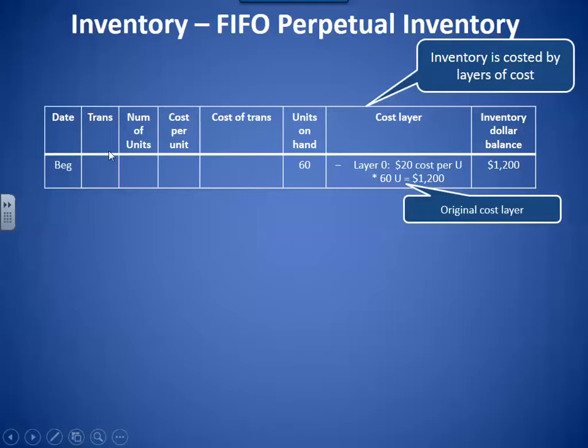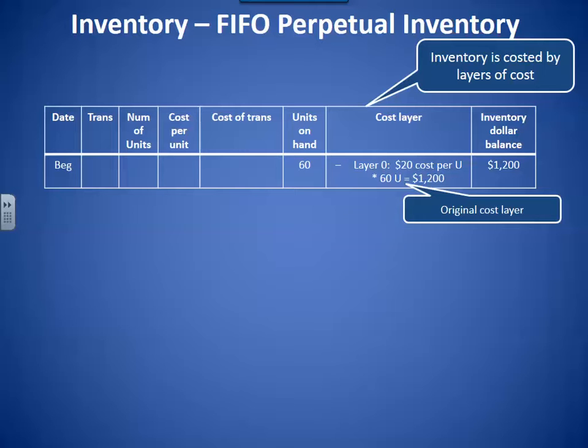Okay, now in this case we have a beginning inventory of 60 units on hand, and those 60 units are worth $20 per unit for an inventory balance of $1,200. So we're going to refer to this as what we call cost layer 0, where it is $20 per unit for 60 units of $1,200. What we're going to find out under FIFO valuation, inventory is costed by layers of cost, and layer 0 is going to be our beginning cost layer because we need to start somewhere.